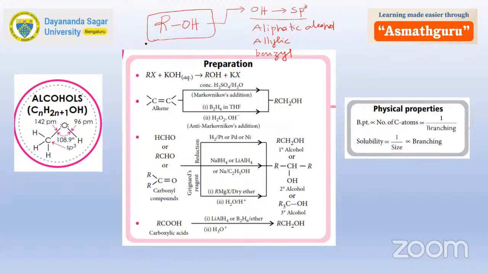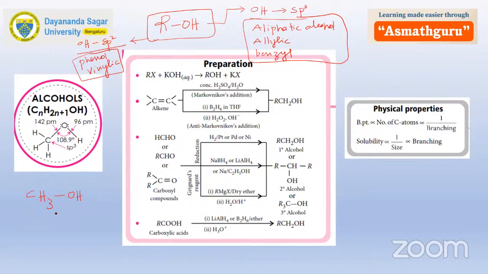And if you take the other group, where OH is attached to an sp2 carbon atom, we have phenol. Where OH is attached to an sp2 carbon atom, we also have vinylic alcohols. So these are the compounds where the OH group is attached to an sp2 carbon atom. And aliphatic alcohol, allylic alcohol, and benzyl alcohol are the compounds where the OH group is attached to an sp3 carbon atom. For an example of aliphatic alcohol, the best example is CH3OH.